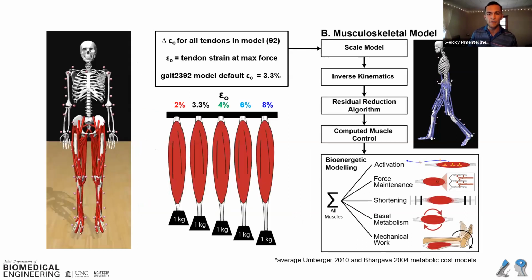But before we get there, we changed tendon stiffness, or changed tendon strain at maximum force, to 2, 4, 6, and 8% for all muscle tendon units in the model, with 3.3 being the model default. Then we move forward with performing musculoskeletal modeling at each push-off intensity and tendon stiffness level by simulating the metabolic cost of walking using the average of 2 different metabolic cost models.